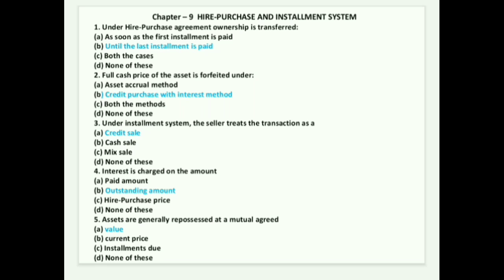Under the installment system, the seller treats the transaction as credit sale, cash sale, mix sale, none of this. So well, under the installment system, the seller treats the transaction as a credit sale. Question number 4, interest is charged on the amount paid, outstanding amount, higher purchase price, none of this. So option B is the correct answer. Interest is charged on the outstanding amount. Assets are generally repossessed at the mutually agreed value, current price, installment due, none of this. So agreed value is the correct answer.